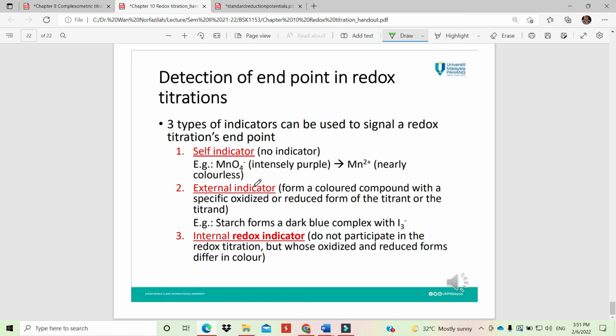Sometimes we also use the external indicator. Okay, it will form a colored compound with a specific oxidized or reduced form of the titrant. For example, starch. It forms a dark blue complex with iodide ion. Okay, and the last one, we can use the internal redox indicator. So this internal redox indicator doesn't participate in the redox titration, but whose oxidized and reduced form differ in color. Okay, so there are 3 indicators used for redox titration.